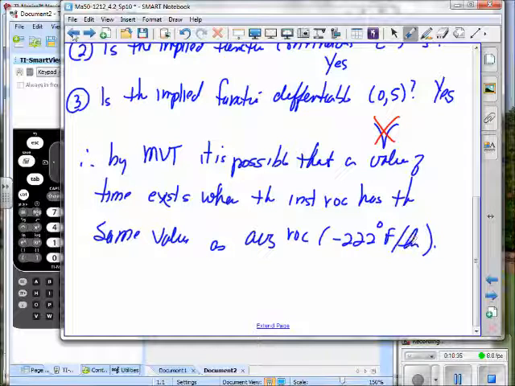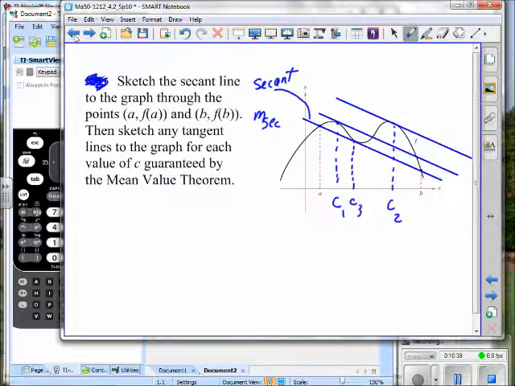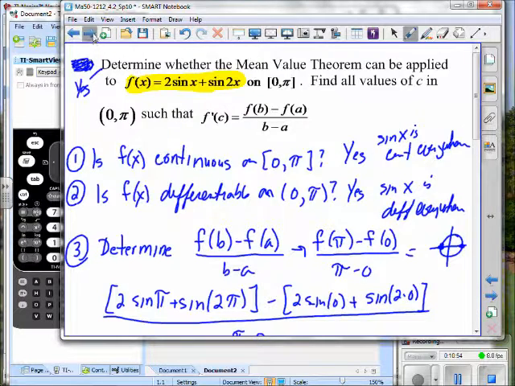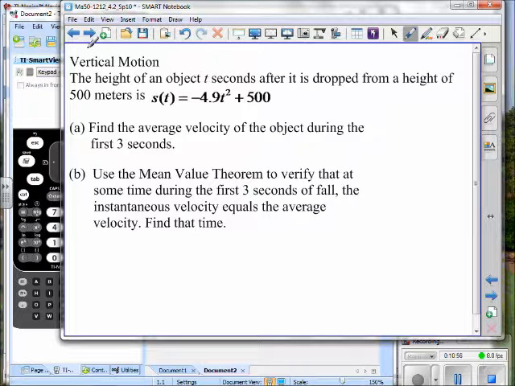Okay, let's go back and look at that theorem here. It says, if it's continuous and differentiable, then there does exist a value such that this happens. Okay, so that's all we can say. We can't say anything else about it. We can't find it because we don't have enough information. Okay, vertical motion.